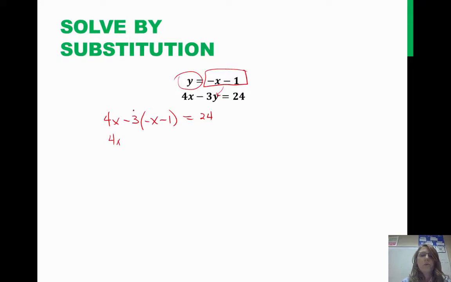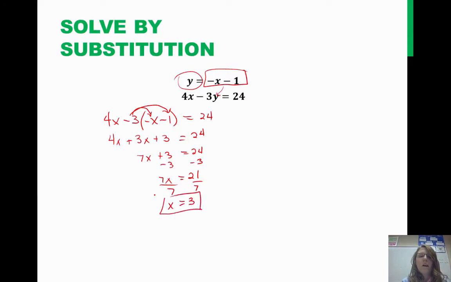We have 4x, and we're going to distribute that -3 to both of these. So I'll have -3 times -x, that'll be a positive 3x, and -3 times -1, that'll be a positive 3, equals 24. So I have 4x plus 3x, that is 7x, plus 3 equals 24. Now we'll subtract 3 from both sides, and I have 7x equals 21. Divide by 7, I have x equals 3. Okay? Now we know what x is.